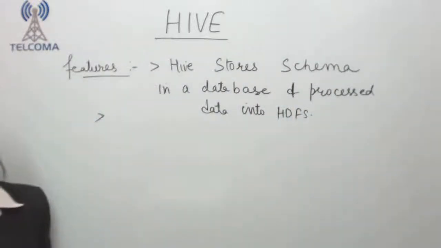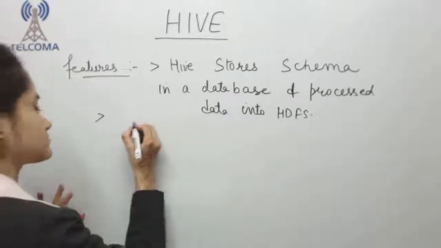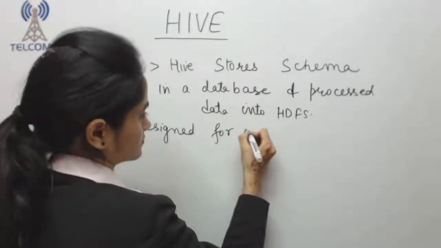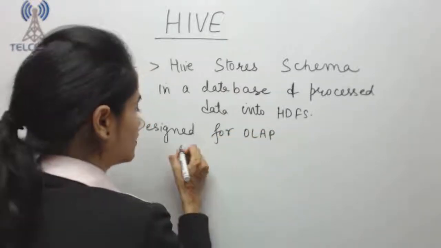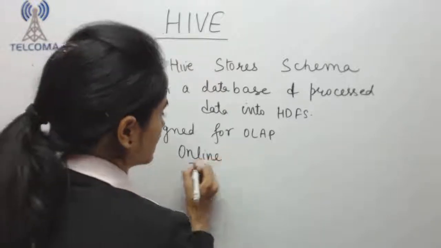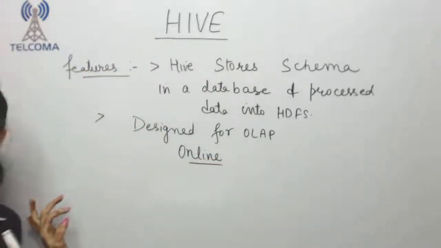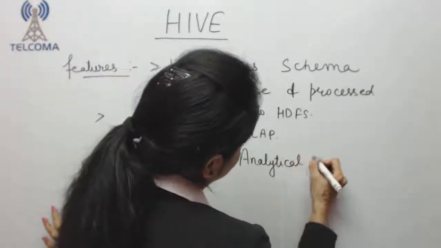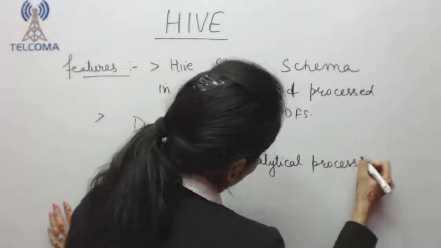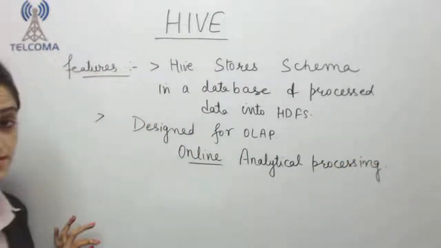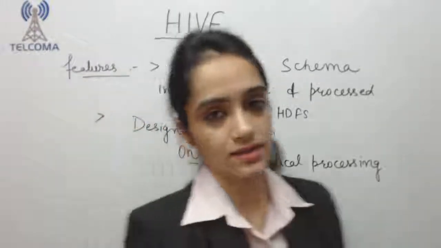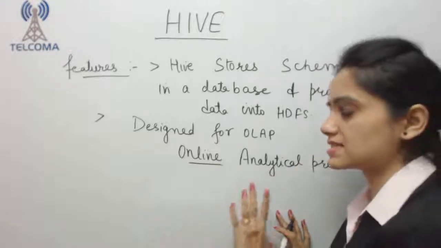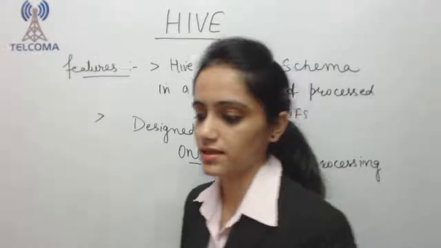It is designed for OLAP, where OLAP stands for online analytical processing. It is not there for online transaction processing, whereas it is designed for analytical processing. It stores schema in a database and processes data in HDFS. Then it is designed for OLAP, analytical processing.